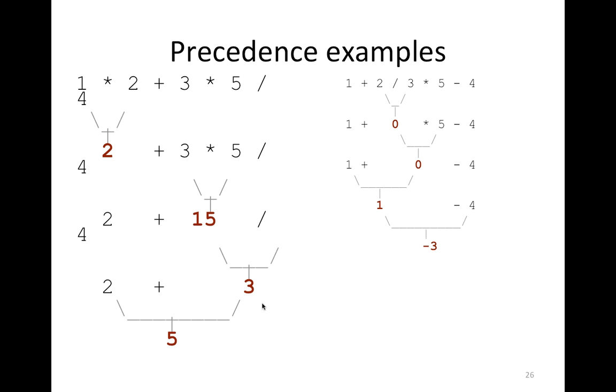Okay, and here what is it doing on the right hand side? 1 plus 2 divided by 3 times 5 minus 4. So 2 by 3 is being evaluated and then multiplied by 5. Okay, so that's how it's going to be. Just follow these, go through. These are simple to understand, simple math, not even programming yet.